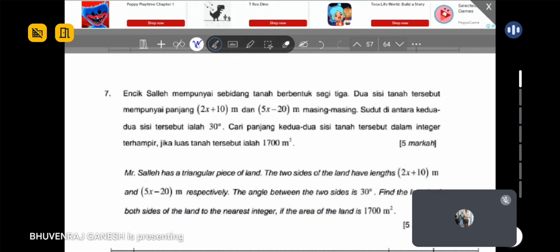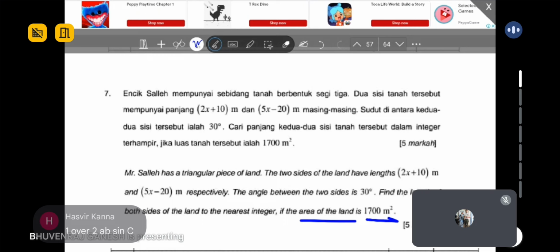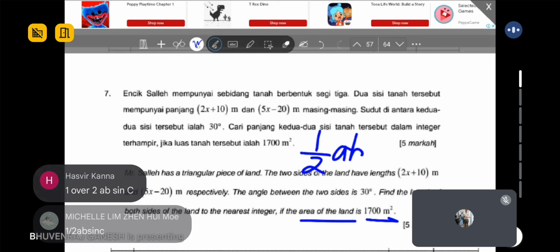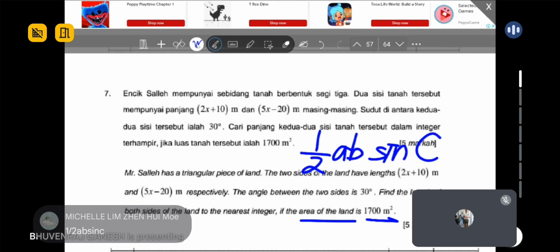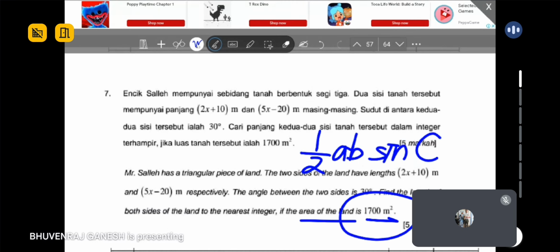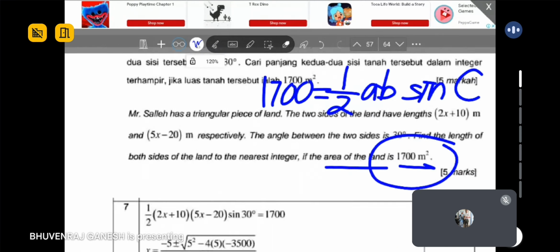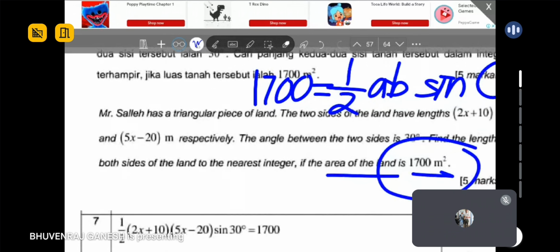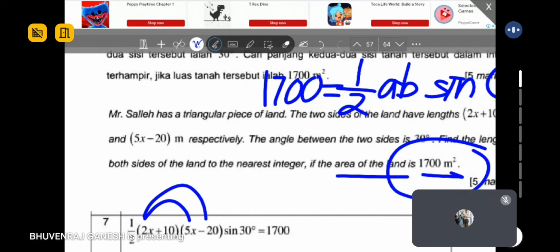Soalan ni, they're talking about area of land, luas tanah. So apa rumus dia? Very good. Okay, we will use 1 over 2 AB sine C. Very good. So just equal 1700. Then you just substitute all the information inside. So you will get this equation. Ini adalah persamaan dia. So then you start to expand. Okay, quadratic. So you will get this pattern. This answer is actually 0.5. So this one you can write as setengah lah.